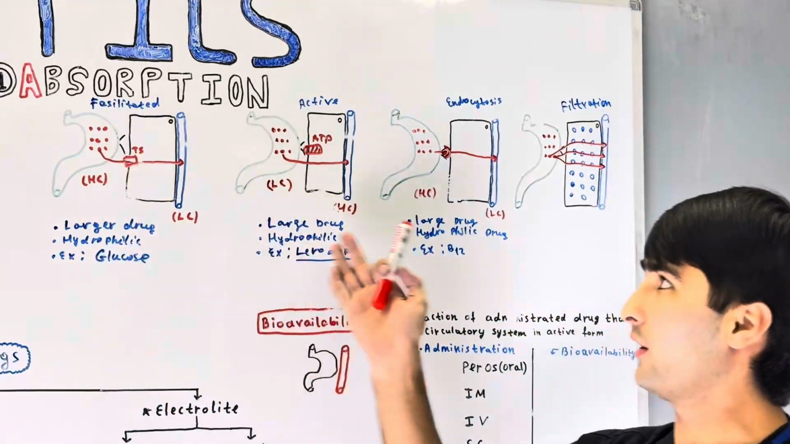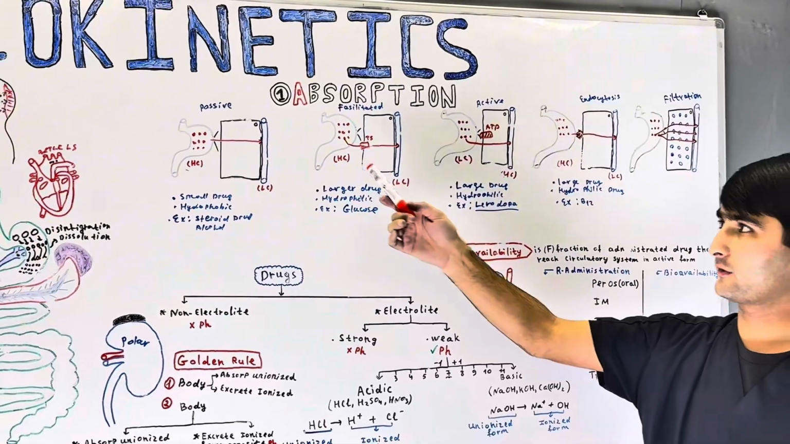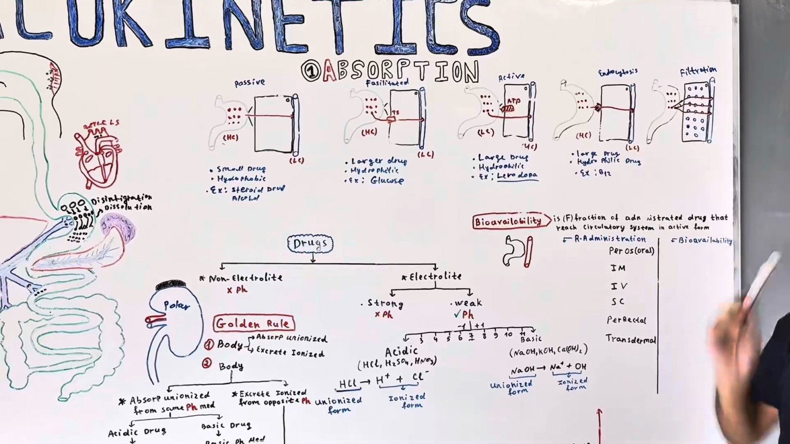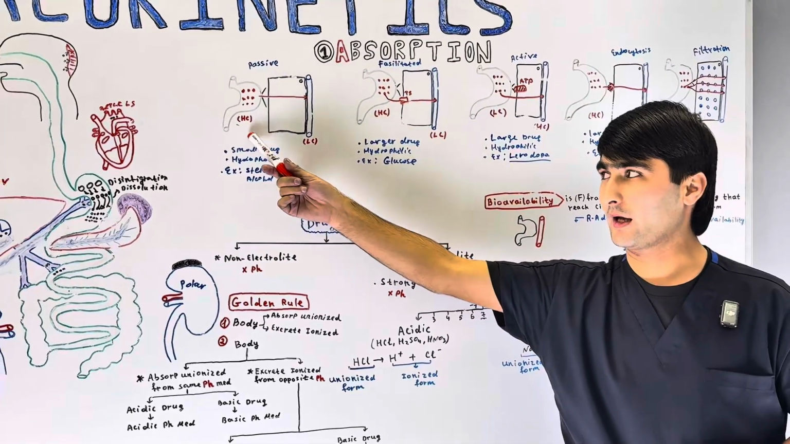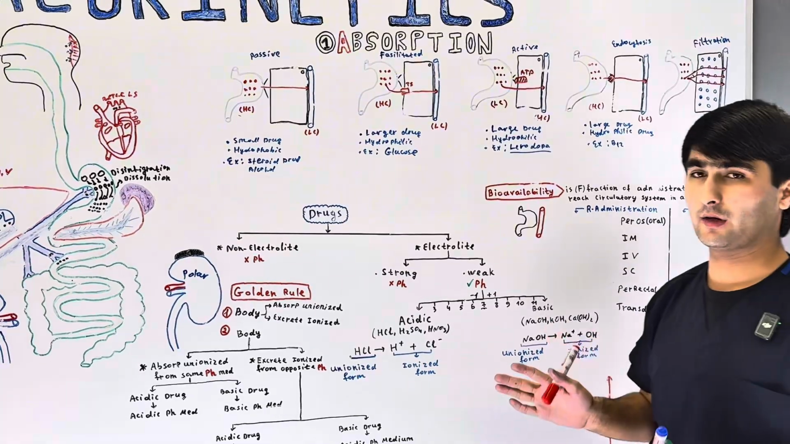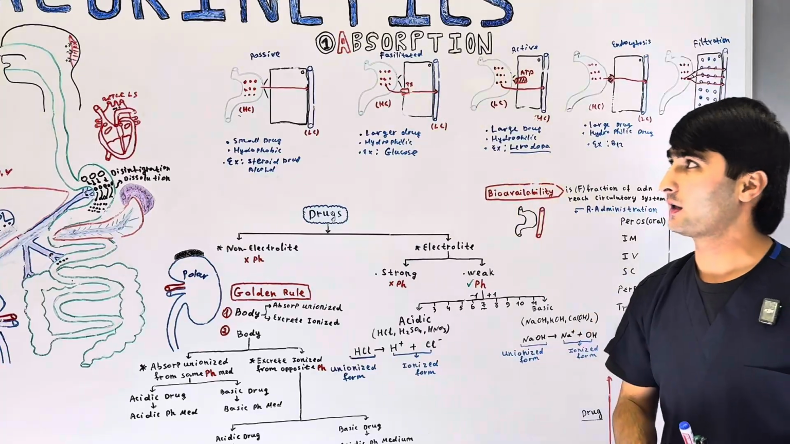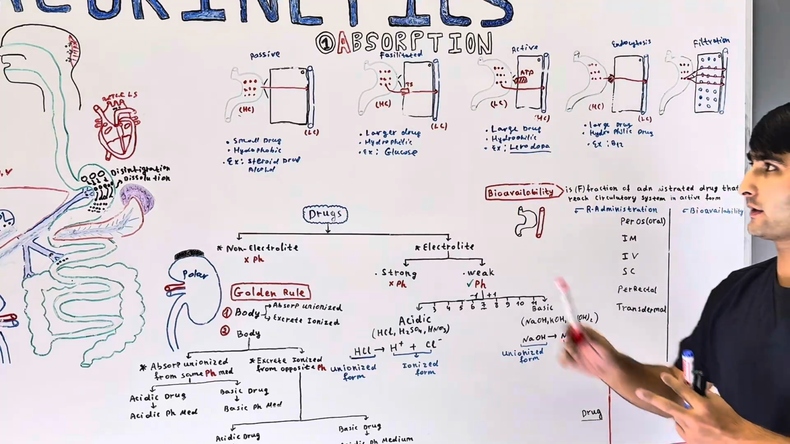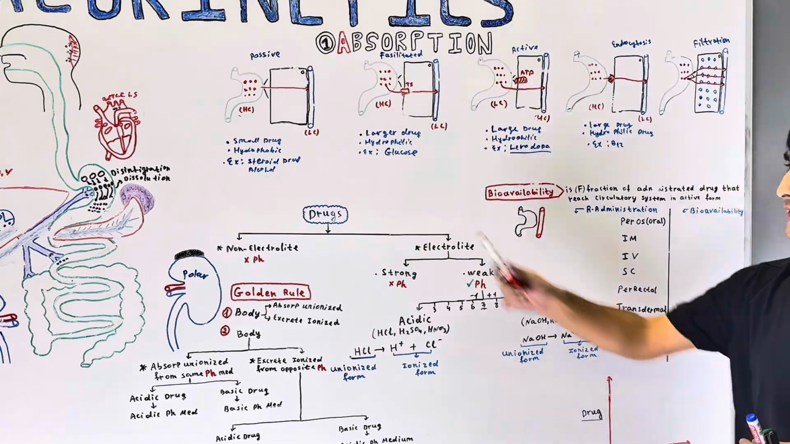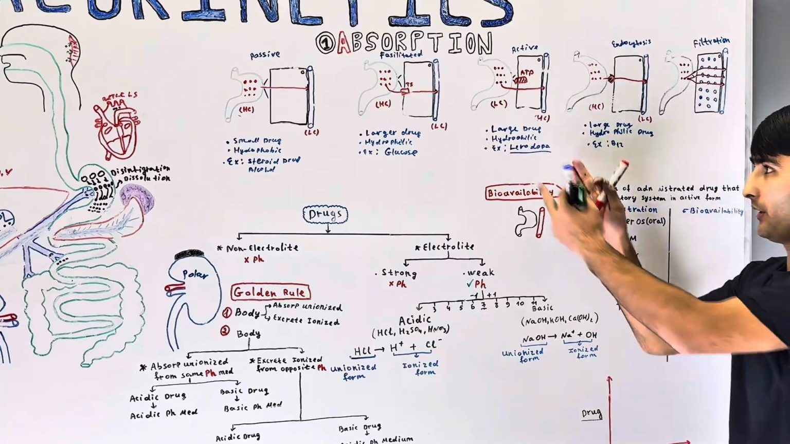There are in total five main routes, or mechanisms, of absorption. The first is passive, the second facilitated, then active, endocytosis, and filtration. In passive absorption, drugs move from high concentration to low concentration without requiring any energy or transport protein. In facilitated absorption, drugs pass through the gastric cells through a transport system, for example glucose. The third, active, requires ATP, for example levodopa.